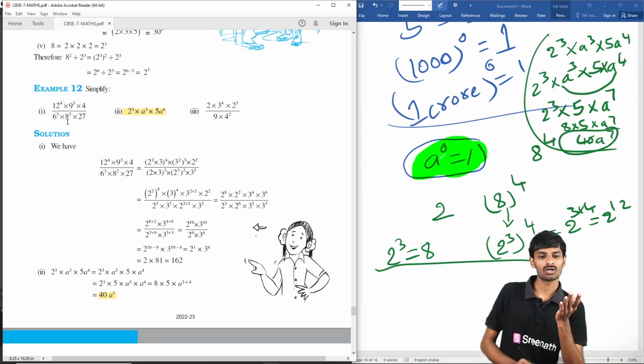So if you take the 12, it can be written as 2 square into 3, which means 4 3s are 12 and there is a power 4. And 9 is 3 square. So 3 square whole cube and 4 is 2 square. So if in this, you apply a power m whole power n, it will become 3 to the power of 6 simply.